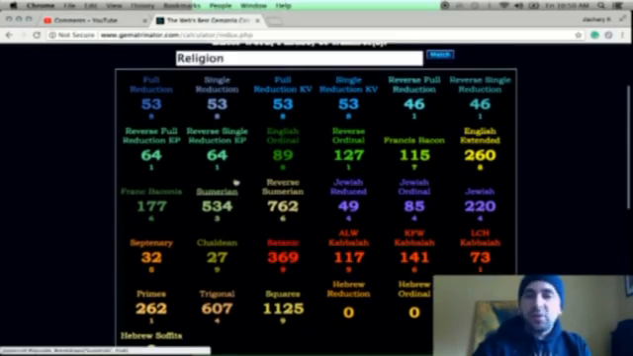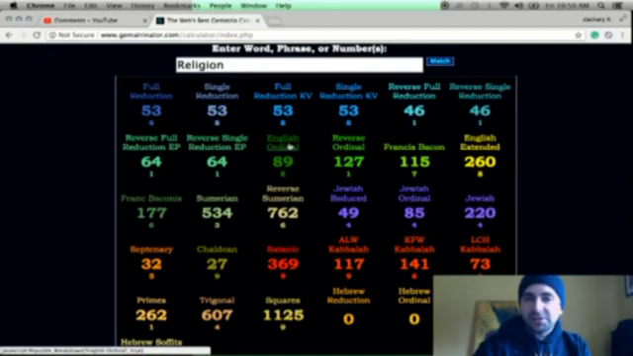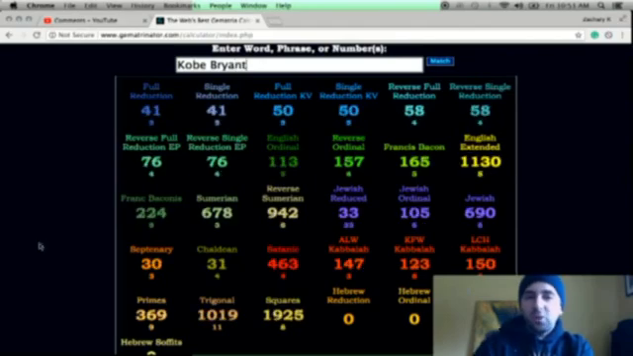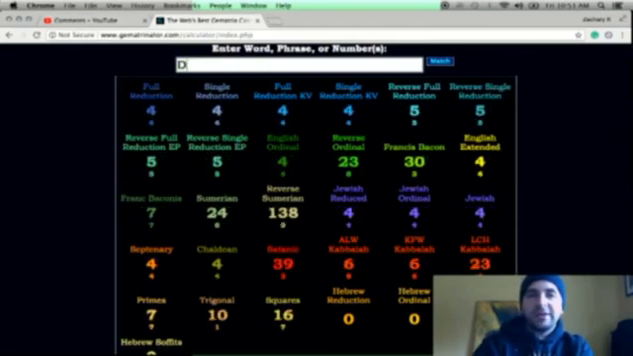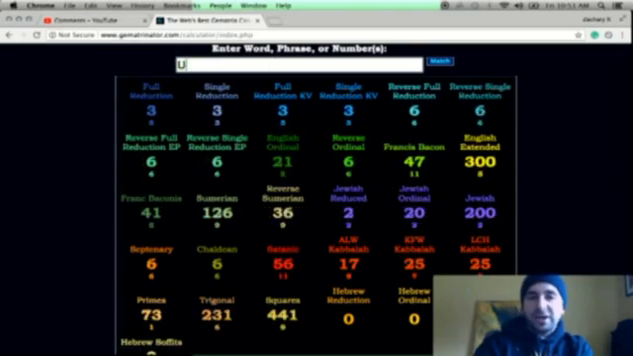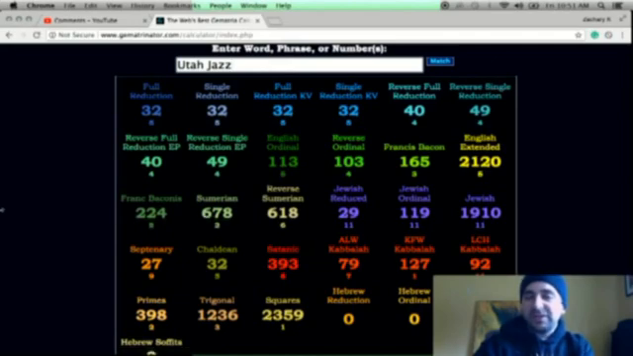Sumerian Gematria is directly connected to English Ordinal. It's English Ordinal times 6. And my favorite example of all time is Michael Jordan, 113678. If we type in Kobe Bryant, 113678. If we write Deer Basketball, 113678. If we write Utah Jazz, 113678. Remember, Kobe Bryant retired exactly 678 weeks after Jordan. On the nose. Jordan once retired after playing the Utah Jazz. Kobe Bryant finished his career against the Utah Jazz.